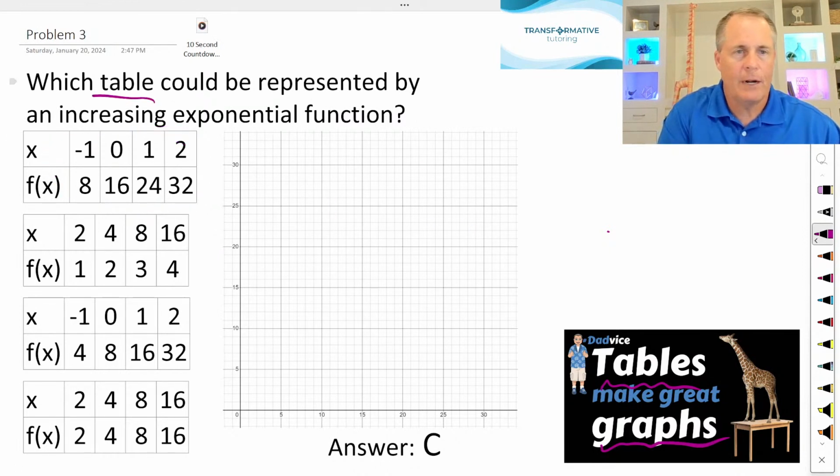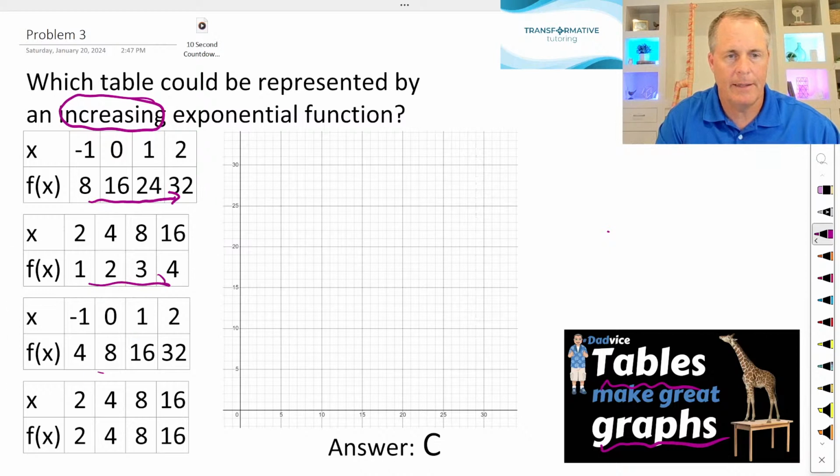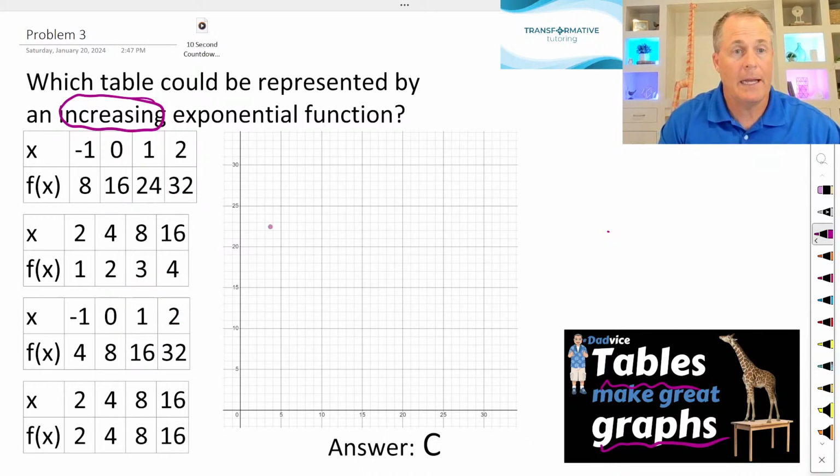Now they are looking for an increasing function, so let's look at these numbers. I mean, they're definitely increasing. Okay, they're all increasing, so darn, we can't cross anything out, but we could go ahead and just start plotting the points. So we've got -1, 8, and then 0.16 and 124.